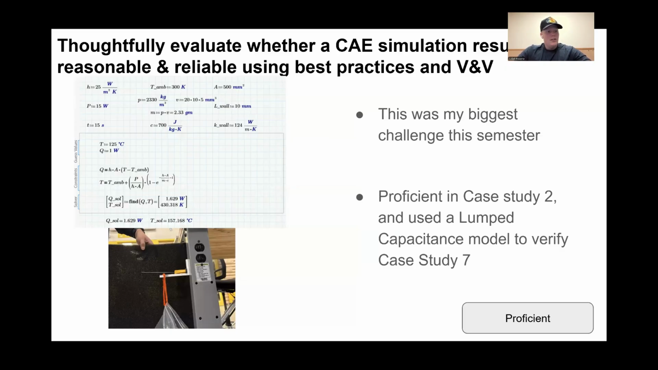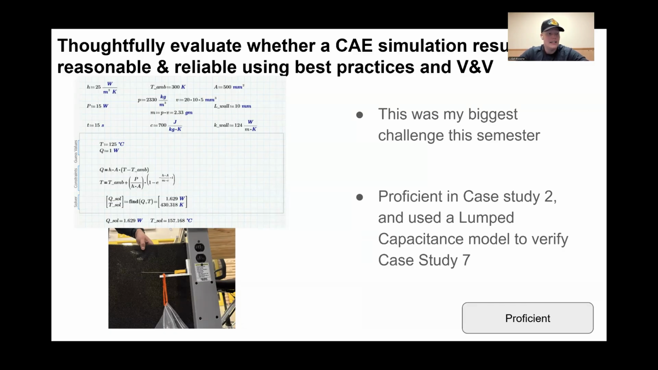Thoughtfully evaluate whether a CAE simulation result seems reasonable and reliable using best practices in verification and validation. I'll be honest, this was my biggest challenge this semester. My main struggle was actually not realizing we could script our case studies until my two resubmissions, which made it hard to communicate within the 2-minute time limit everything that I had done. Despite that hurdle, I believe I earned a proficient rating.